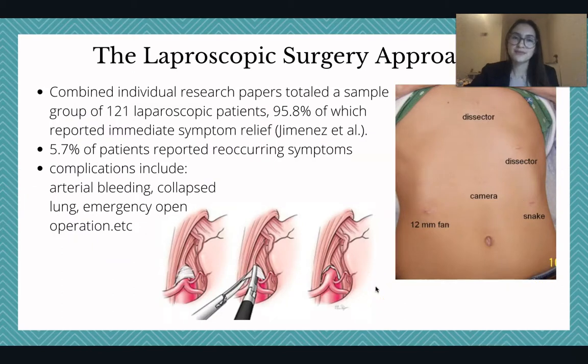Here we'll talk about laparoscopic surgery. With this approach, several small incisions are made into the patient's abdomen. A camera and surgical devices are inserted. The surgeon then focuses primarily on cutting away the fibers that are restricting the celiac artery. With this approach, most individuals find immediate relief, with a small percentage reporting recurring symptoms after surgery.